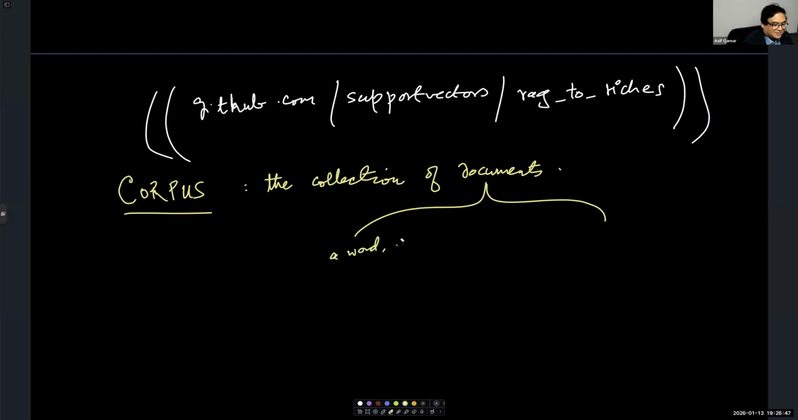It could be a word, sentence, paragraph, chapter, or actual text of a document, text of whole docs. What else could we mean by document?